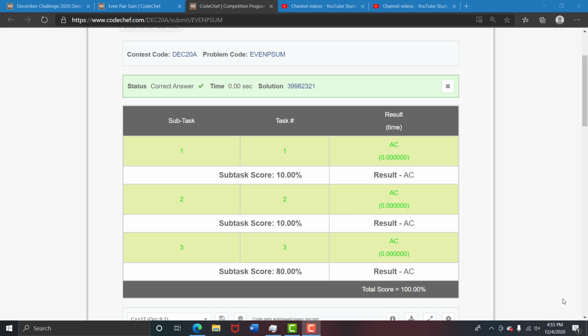We have already been done with the first two questions of Division 2. So let us move on to the first question of Division 1. It is Even Pair Sum. We will be looking at how to approach this question, and it has a very easy approach, because this is the first question of Division 1. But from here, the things will start becoming a little tough. So let's look at the question and understand it first.